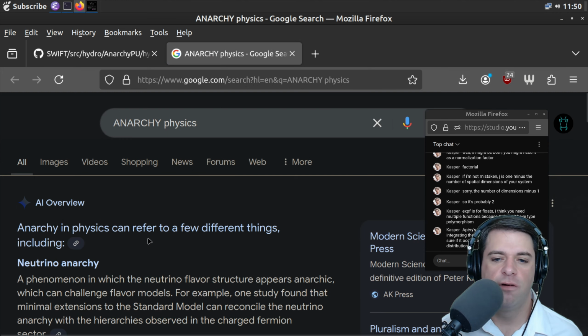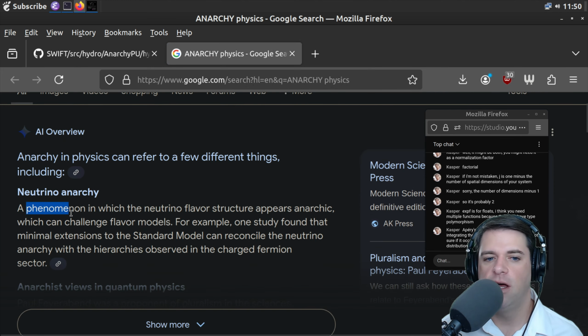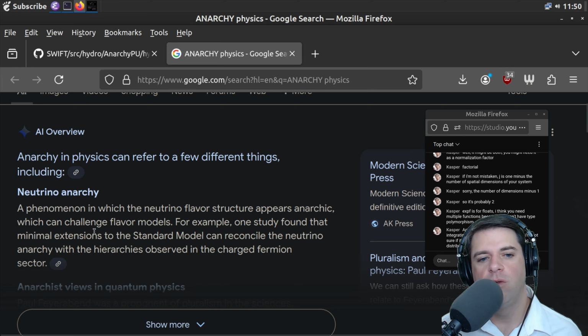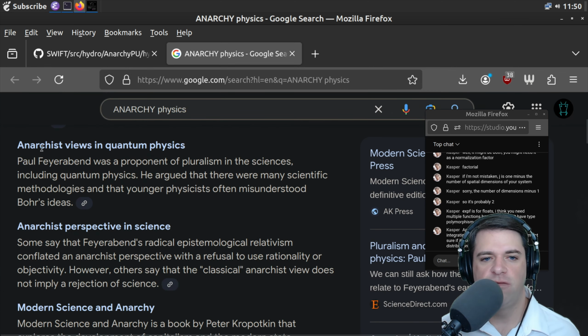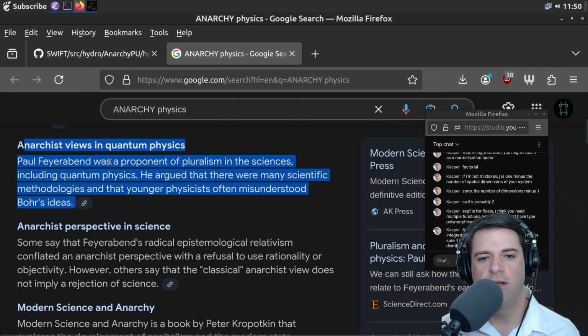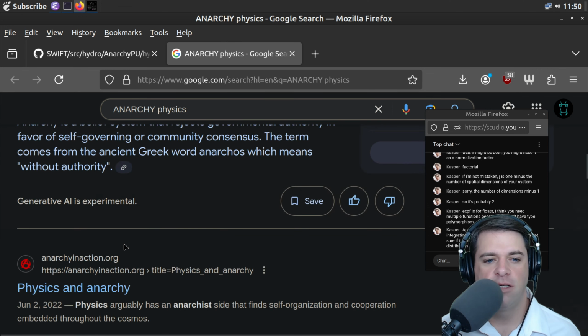Anarchy in physics can refer to a few different things. Neutrino anarchy, a phenomenon in which the neutrino flavor structure appears anarchic, which can challenge flavor models. For example, one study found that minimal extensions to the standard model can reconcile the neutrino anarchy with hierarchies observed in the charged fermion sector. Anarchist views in quantum physics. Paul Feyerabend was a proponent of pluralism. Yeah, that stuff's not so cool.